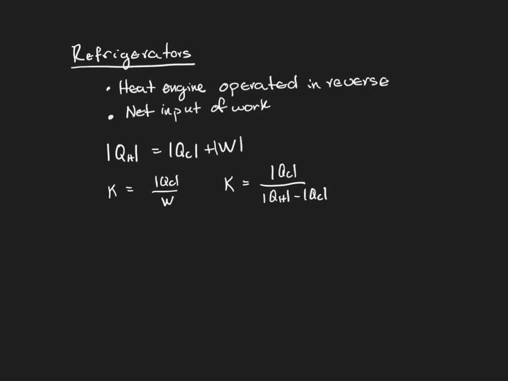And rather than calculating the efficiency of the engine, we're actually going to calculate what we call the coefficient of performance, which is what K stands for here. So K is the ratio of QC to work, or the coefficient of performance is equal to QC divided by QH minus QC.